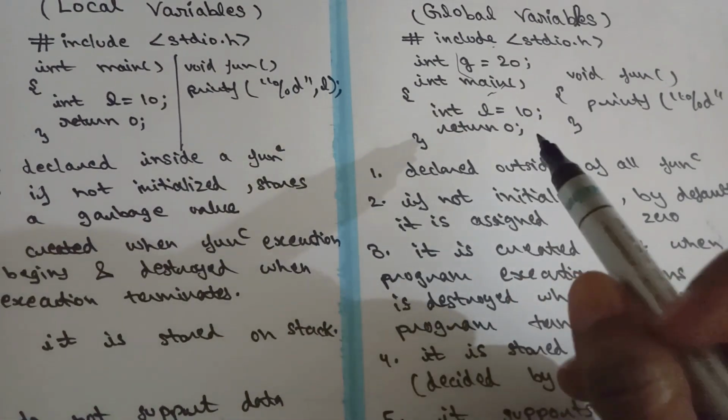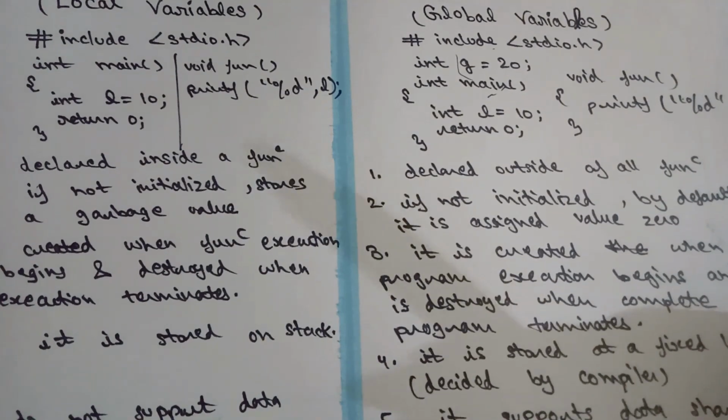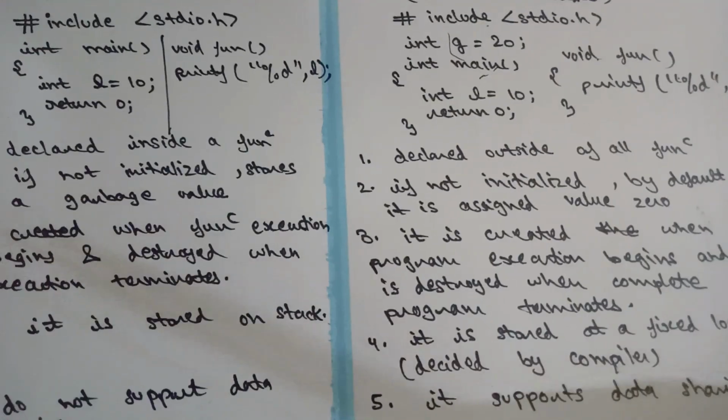Alright. So this was all about local variables and global variables. Hope you have understood. Thank you.